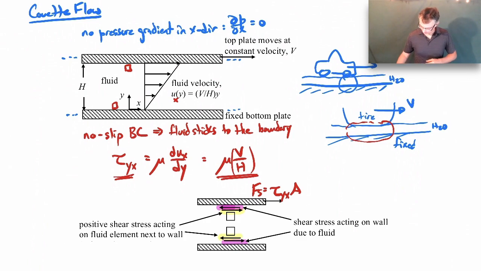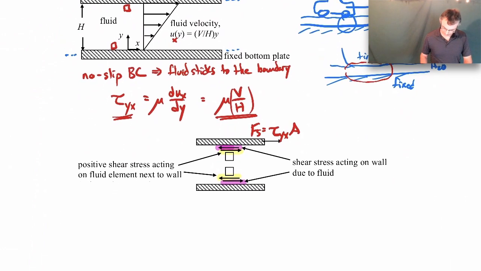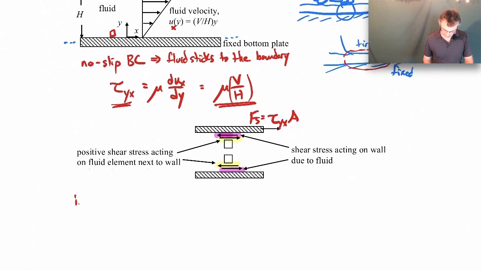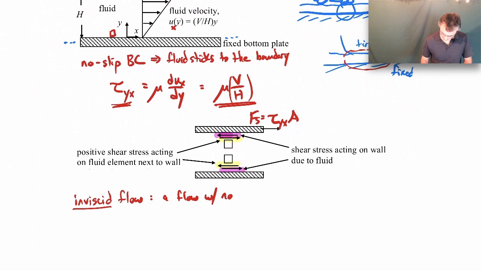All right. Now let me talk about a few other things here. Just a couple of definitions. One is a definition of an inviscid flow. We'll talk about inviscid flows within the course. An inviscid flow is one that has no shear stresses, so a flow with no viscous stresses. The taus are 0.